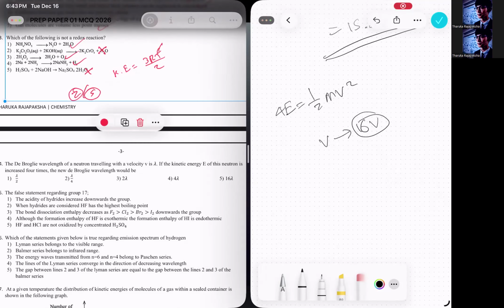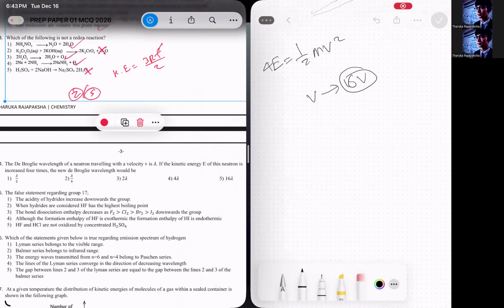So when velocity becomes 16 times, they're asking what will happen to the de Broglie wavelength. Lambda is equal to h over mv. Velocity is inversely proportional to lambda. So when velocity increases 16 times, what will happen to the de Broglie wavelength? It will divide by 16.